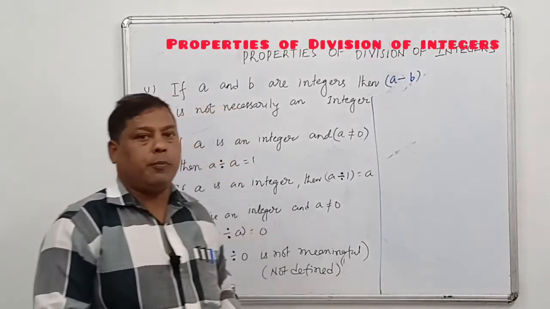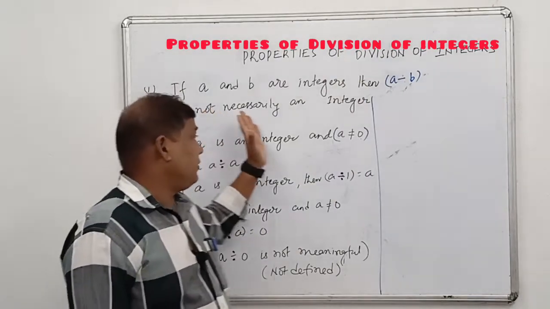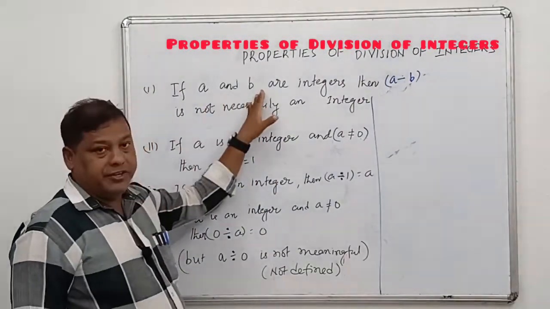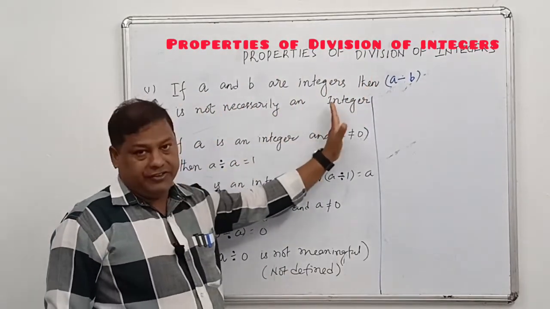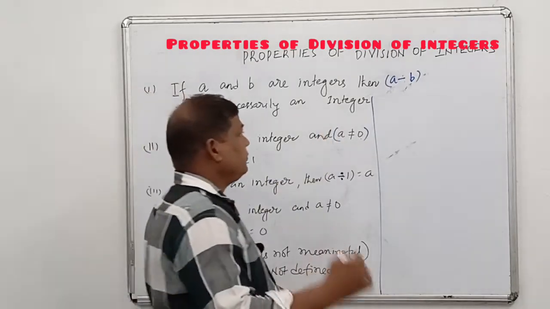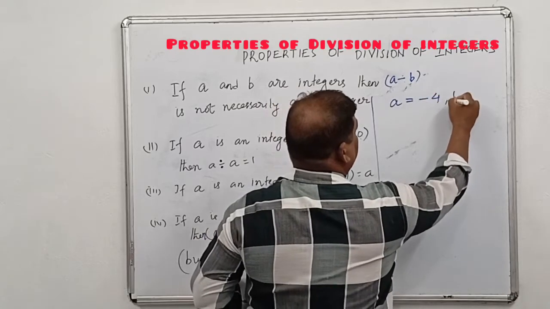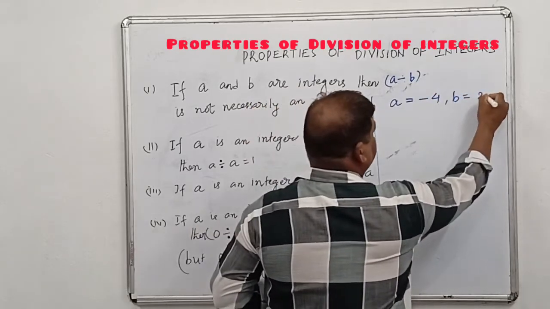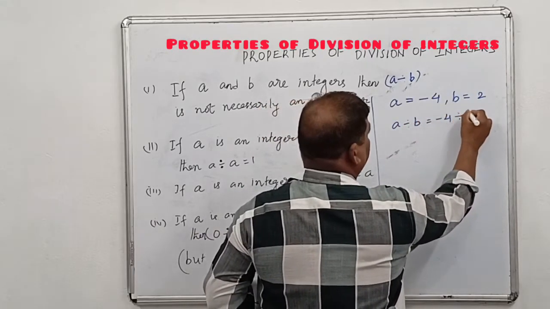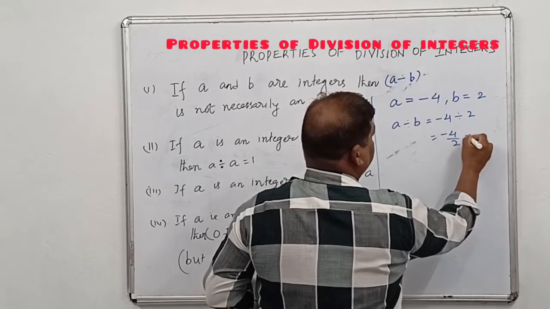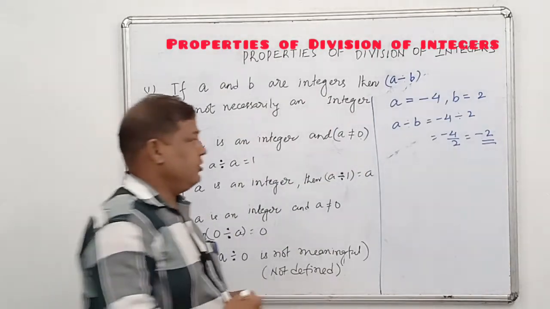Next we will see the next topic, that is properties of division of integers. So we will see the first one. If a and b are integers, then a upon b is not necessarily an integer. See some examples here. Let us take a equal to one negative integer, b equal to one positive integer. That is a upon b, that is minus 4 upon 2, equal to minus 4 by 2, equal to minus 2. So minus 2 is a negative integer.